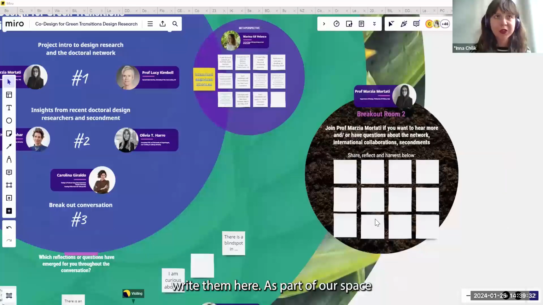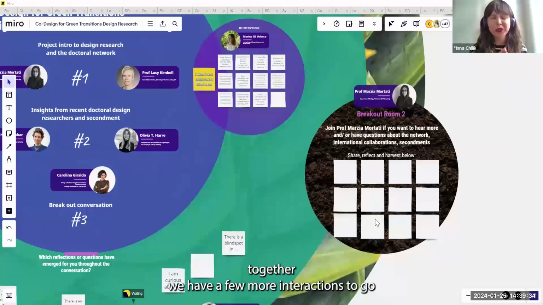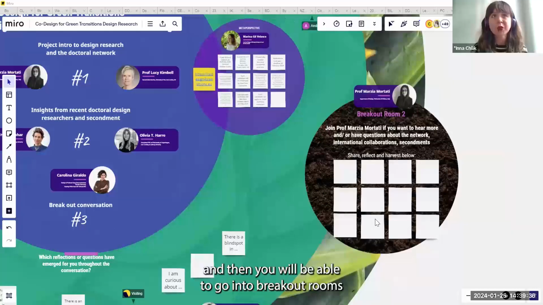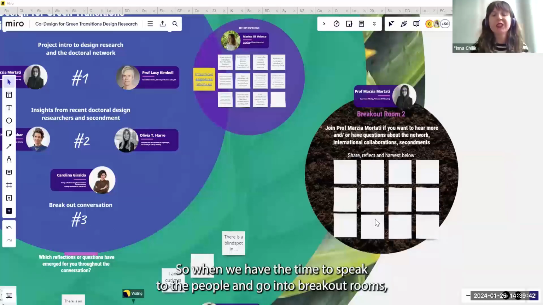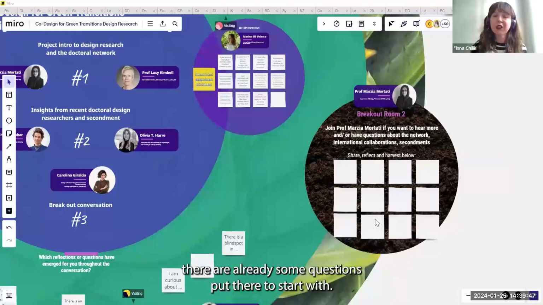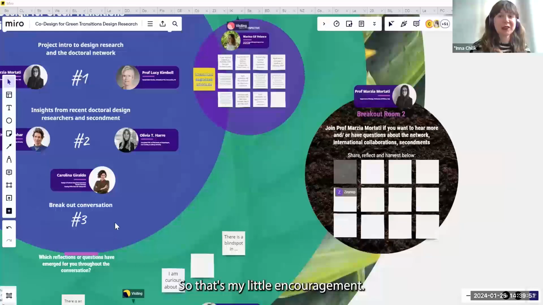As part of our space together, we have a few more interactions to go, and then you will be able to go into breakout rooms. It would be very helpful to both if you already put your questions there. So when we have the time to speak to the people and go into breakout rooms, there are already some questions put there to start with. So that's my little encouragement.